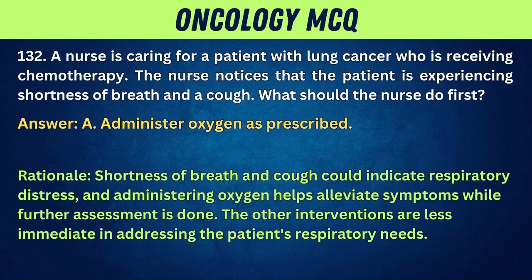Answer: A. Administer oxygen as prescribed. Rationale: shortness of breath and cough could indicate respiratory distress, and administering oxygen helps alleviate symptoms while further assessment is done. The other interventions are less immediate in addressing the patient's respiratory needs.